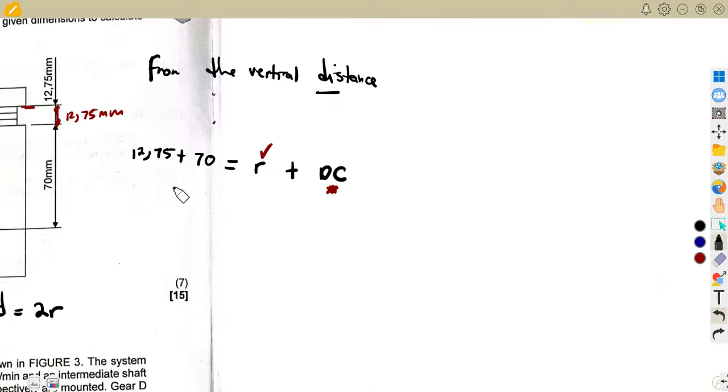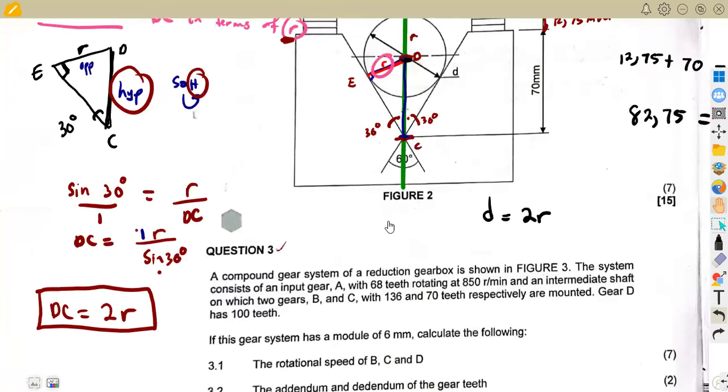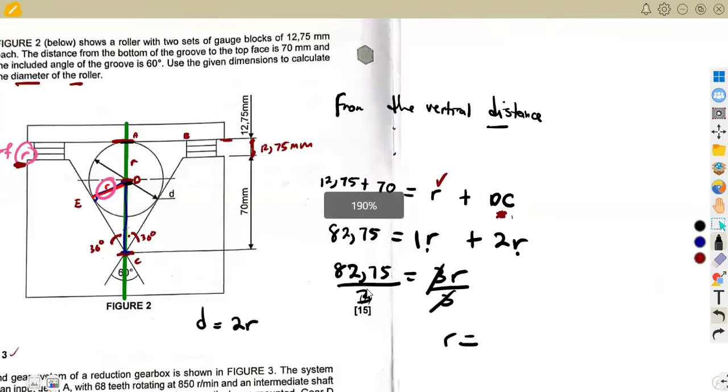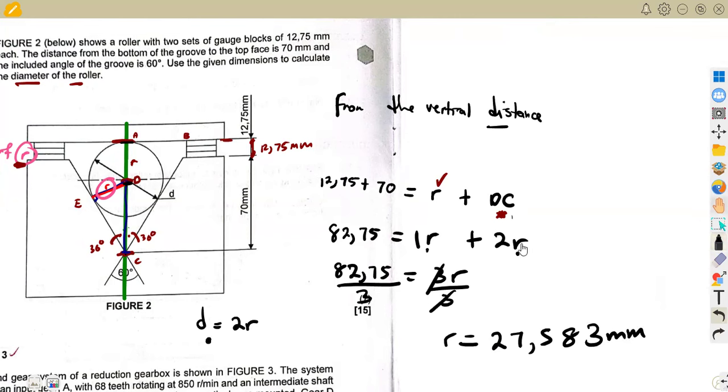With this DC in terms of R, we're just going to substitute here. If we add this, that will be 82.75. So 82.75 is equal to R plus DC in terms of R, which is 2R. So there we can calculate the radius. R is the same as 1R, so 82.75 is equal to 1 plus 2, which is 3R. Divide by 3, and we have the radius. So the radius is going to be 82.75 divided by 3, and that is 27.583 millimeters. Therefore, we can determine what?